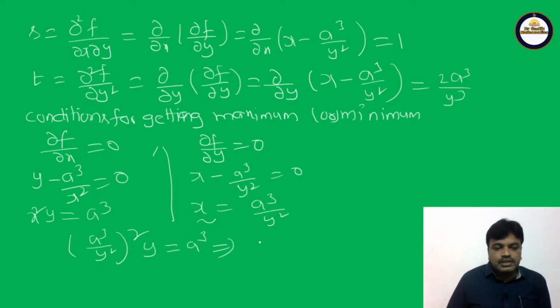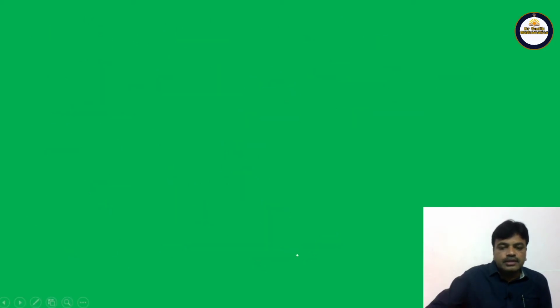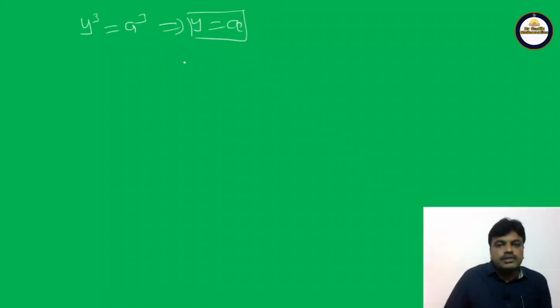That implies here I can write a⁶/y⁴ into y, that is equal to a³. 3 in 6 we get 3 here, and 1 in 4, 3 times. Finally, we get a³/y³ = 1. So, I can write it as y³ = a³. That implies here we get y = a.